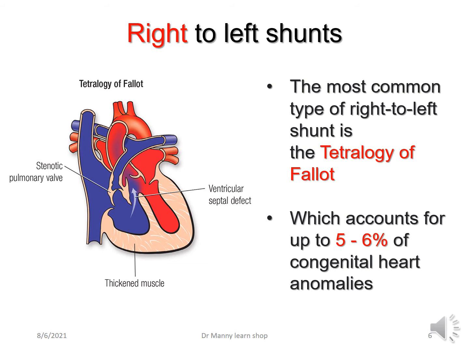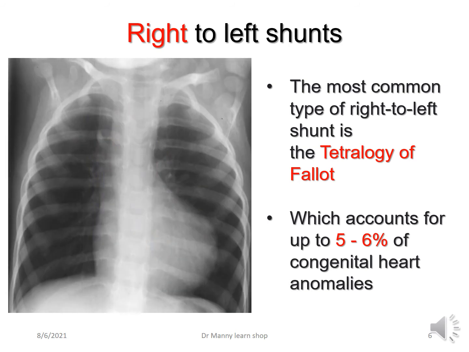The most common right to left shunt with congenital heart defects is Tetralogy of Fallot, and this accounts for about 5 to 6% of congenital heart anomalies. If we looked at a chest x-ray, you would typically see what is referred to as a boot-shaped heart because of the 4 anomalies.